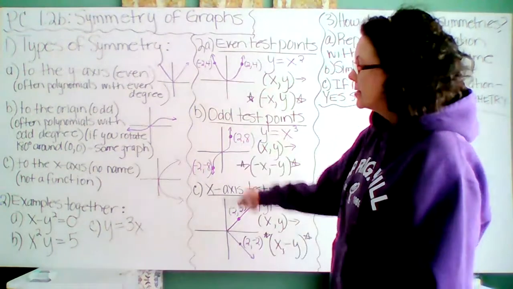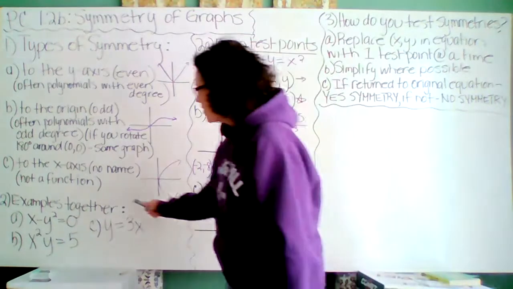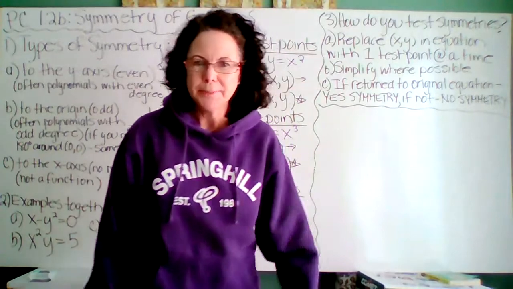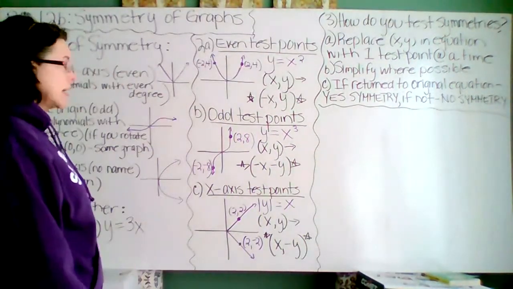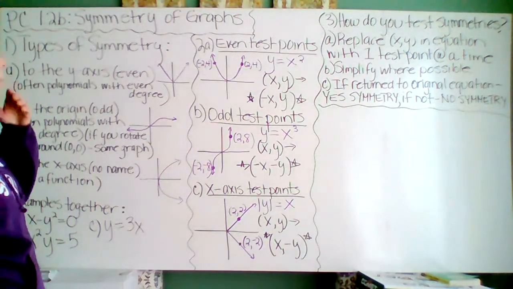Anyway, we're going to be testing these three types of symmetries using algebra. Just to save space, I wrote the examples down here that we will be doing. So let's take a closer look at it then. These are the test points for the three symmetries that we just talked about.